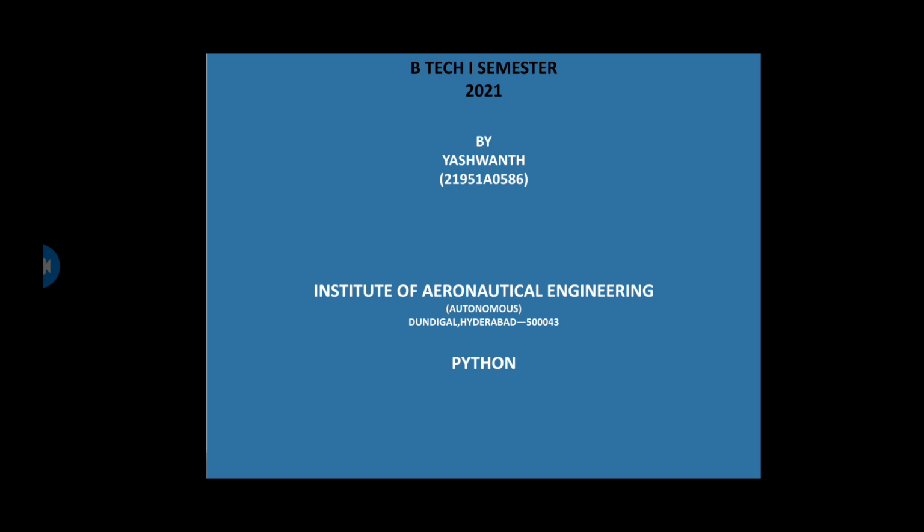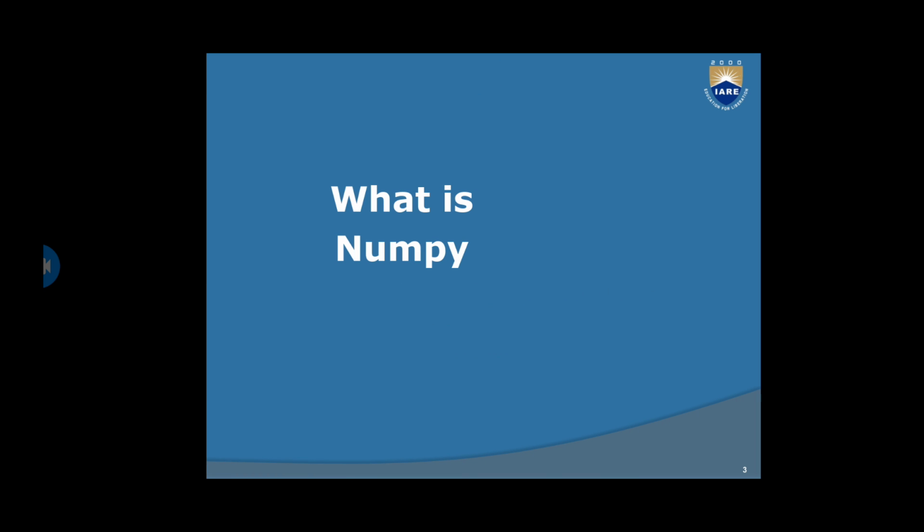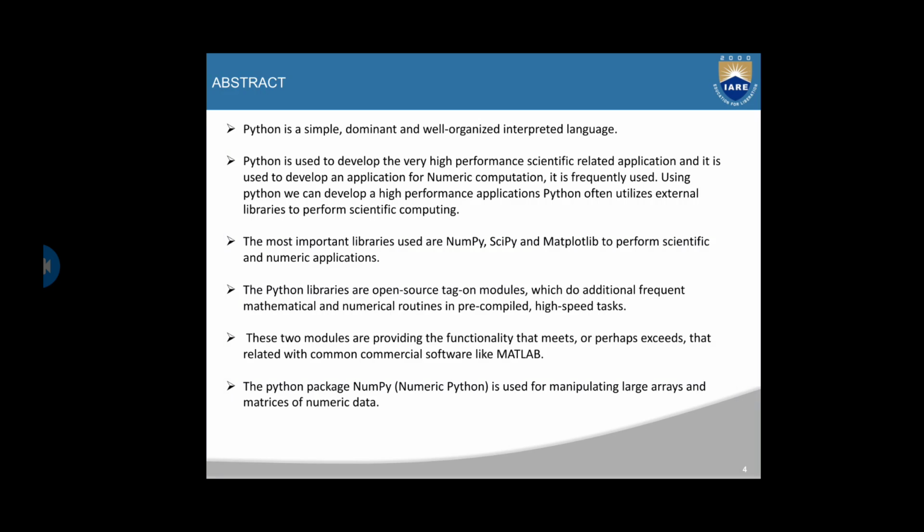My topic is what is NumPy? Python is a simple, dominant, and well organized interpreted language. Python is used to develop very high performance scientific related applications, and it is used to develop applications for numeric computation. It is frequently used. Using Python, we can develop high performance applications.